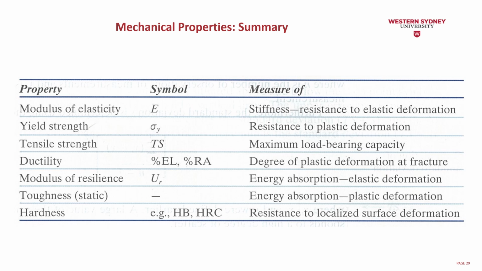So the summary for the mechanical properties is: we have the modulus of elasticity, which is the stiffness, the resistance to elastic deformation. The yield strength, or sigma y, is the measure of the resistance to plastic deformation. The tensile strength, TS, is the maximum load bearing capacity. The ductility is the degree of plastic deformation at fracture. And the modulus of resilience is the energy absorption for the elastic deformation, while the toughness is the energy absorption for the plastic deformation. And finally, the hardness is the resistance to localized surface deformation.